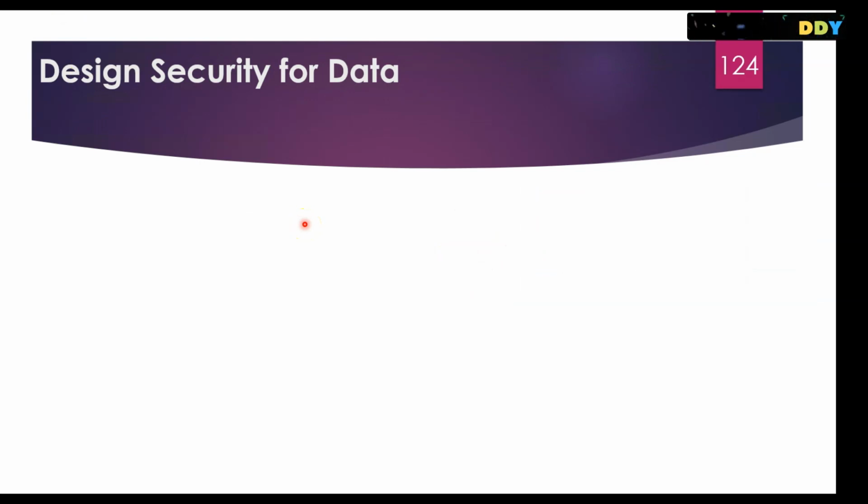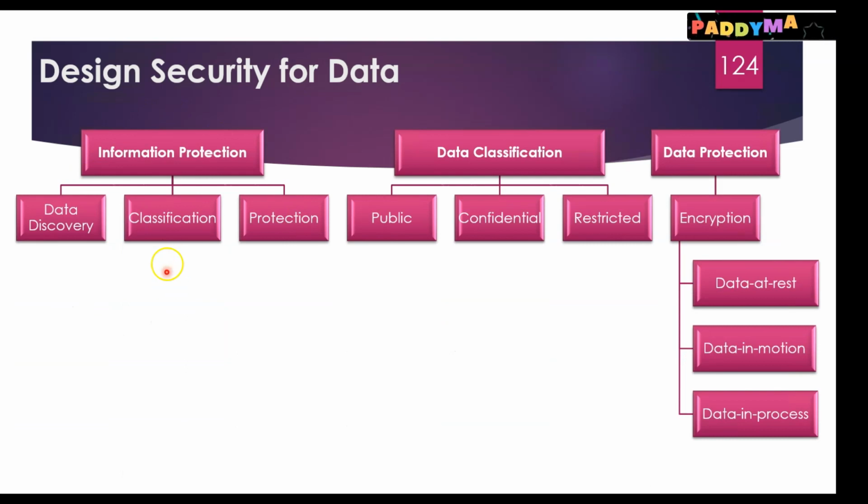Hope this lecture is useful in terms of the considerations for designing security for data. We started with the three basic tenets of protecting information: data discovery, classification, and protection. Then we classify what type the data is, public, confidential, or restricted. We also think about data protection in terms of encryption methods for data at rest, data in motion, and data in process. Across all of these life cycle stages, we are securing the data.